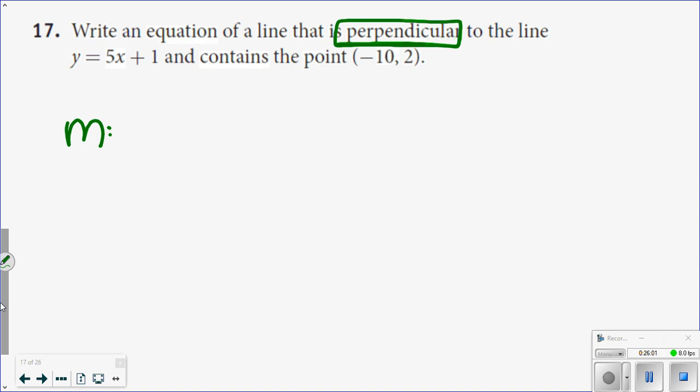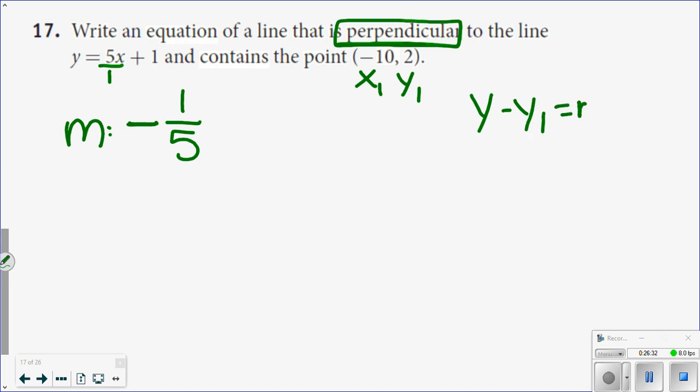The slope here is 5, or 5 over 1. So what would be our slope perpendicular to that? The slope given is positive, so our new slope is negative. And then let's flip it. Negative 1 over 5. Okay, so that's our new slope, and then we're given this point x1, y1. So we have the point, we have the slope. Let's do point slope form. Okay?